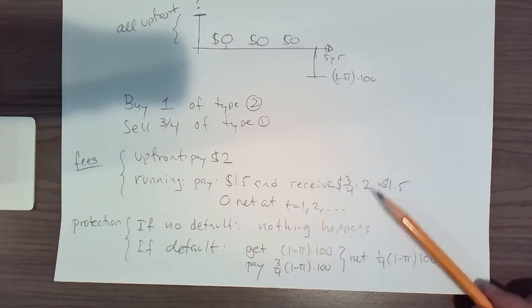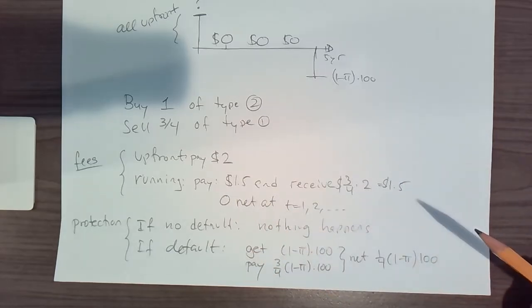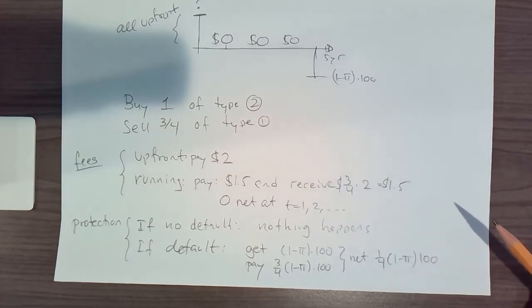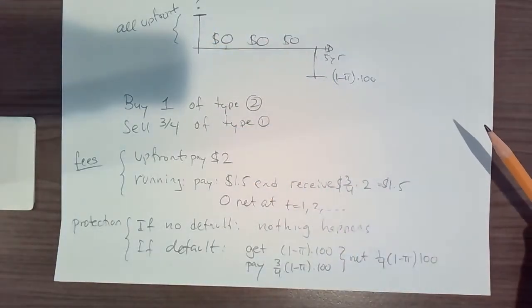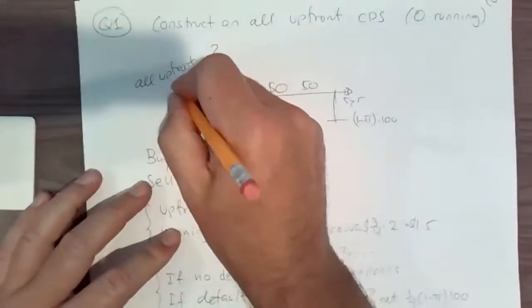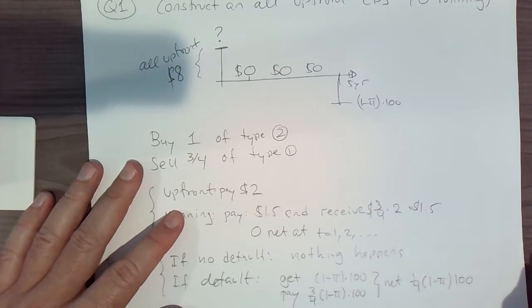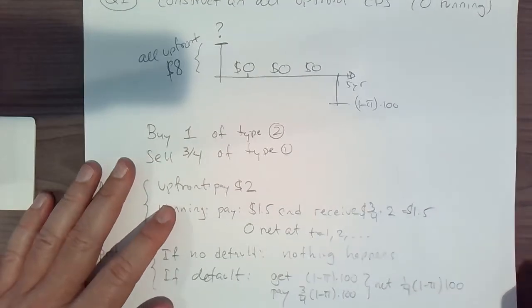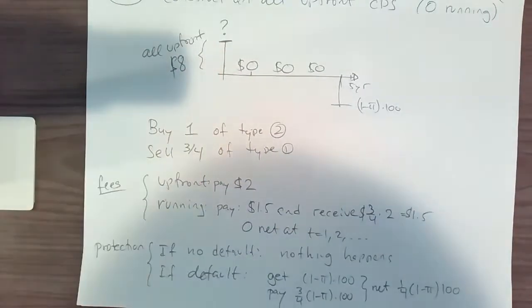I need to multiply everything by... How do I get this thing here to become 1? You multiply everything by 4. So what should the all upfront payment be? $8. It should be $8, right? Very good. So all upfront, $8.